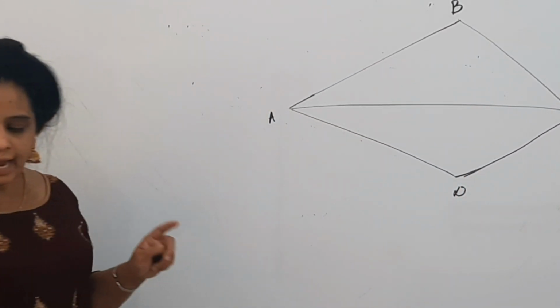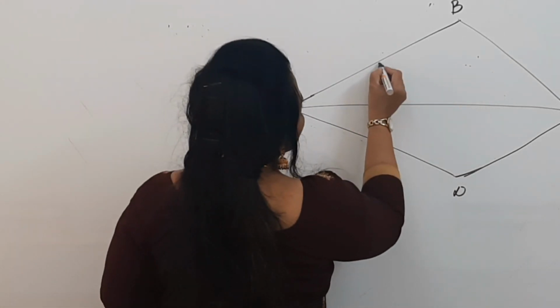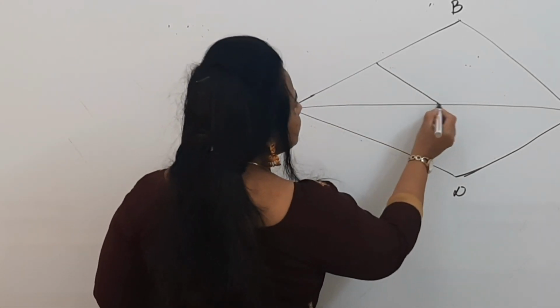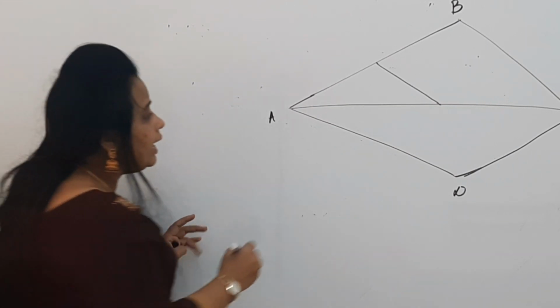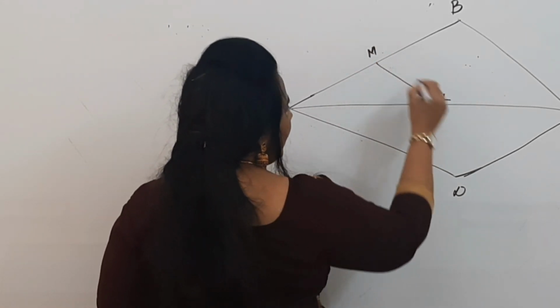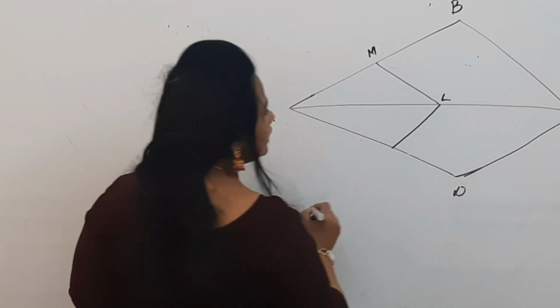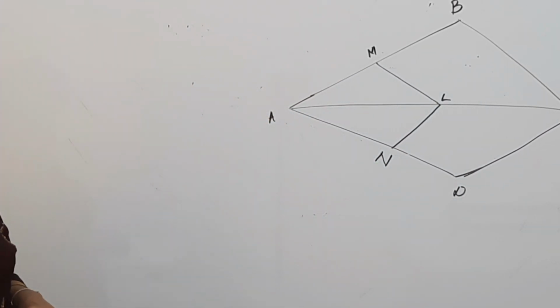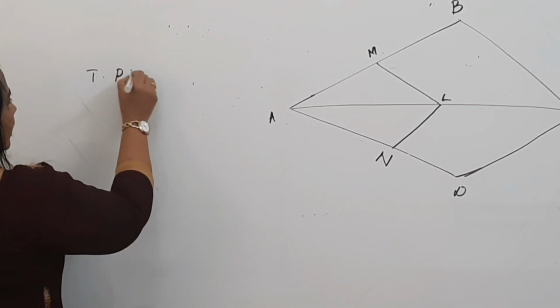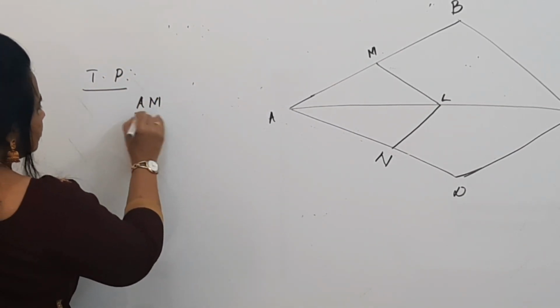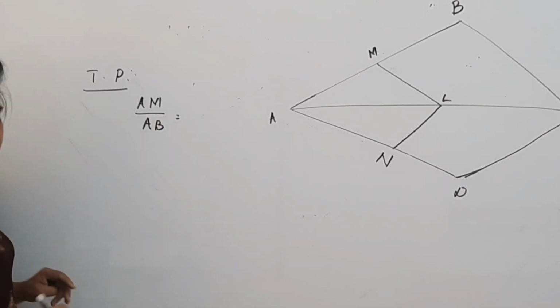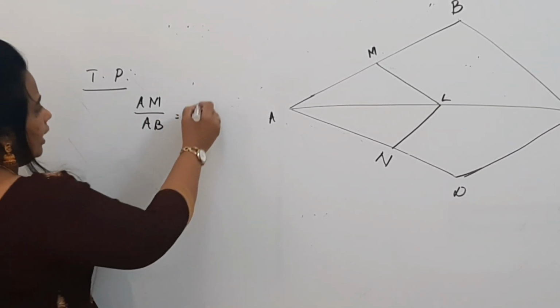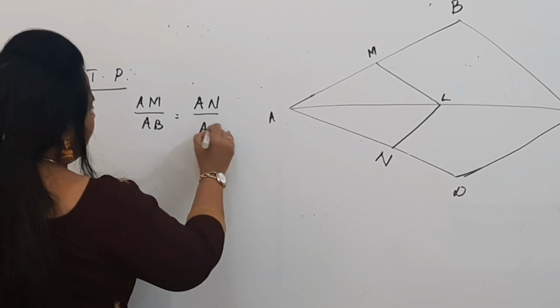Now it is said LM is parallel to BC. So I have to draw the line parallel to BC. This is LM, and then LN is parallel to CD. So now you can see LN parallel to CD. You have to prove that AM by AB is equal to AN by AD.